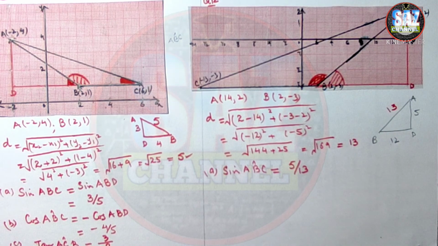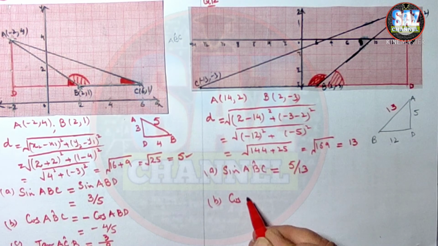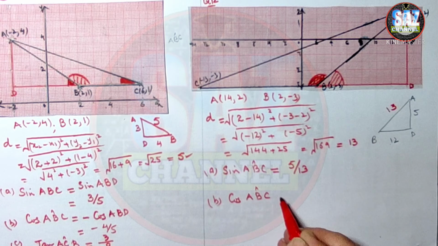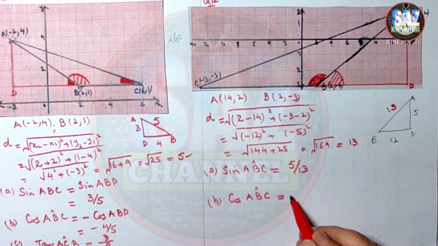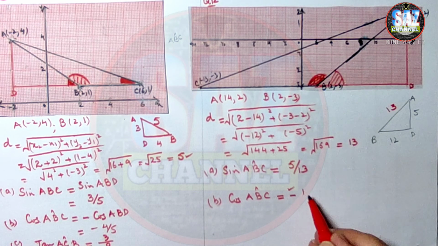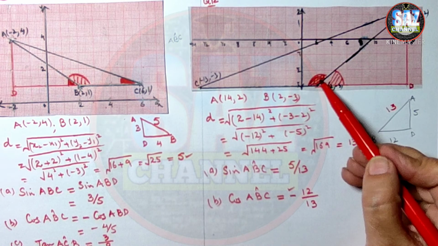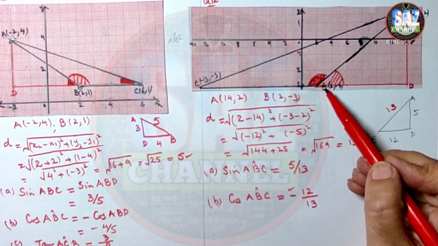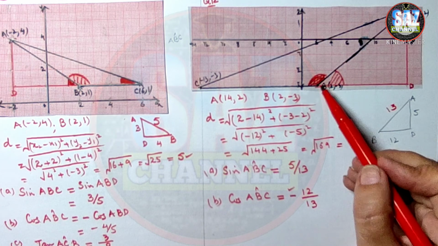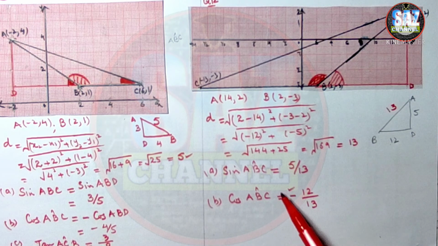Coming to the second part, that is cos ABC. Cos ABC is adjacent upon hypotenuse, and adjacent is 12, and here it will be minus 12 by 13. My students are now well aware that in order to find the trigonometric ratios of an obtuse angle, we have to find the trigonometric ratios of the adjacent acute angle, and in the case of an obtuse angle, the terminal arm comes along the negative side of the x-axis, and that's why for the obtuse angle we have to mark this minus sign with that.